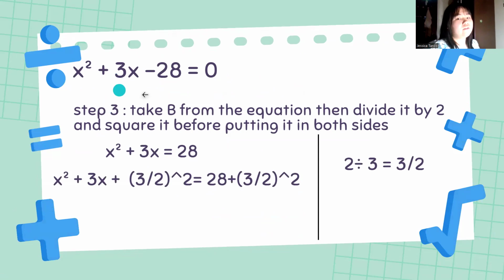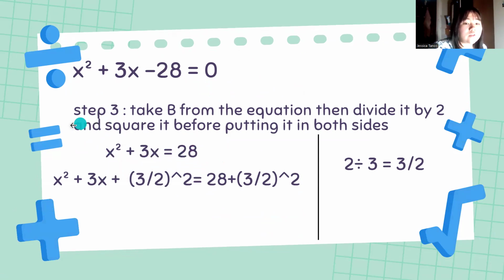X squared plus 3x minus 28 equals 0. Okay, so this is still the beginning of the equation. But the current equation we're going to use is this one: x squared plus 3x equals 28.